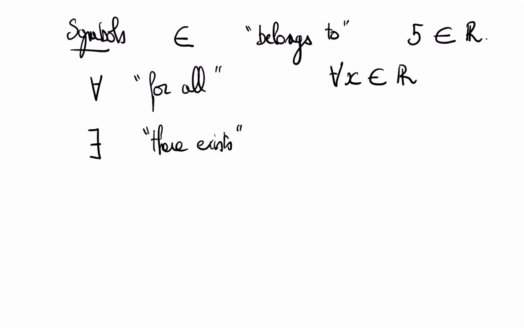Example. There exists n such that n squared equals 9. Yes. Okay. Right, so these three symbols, belongs to, for all, there exists, they often come back in proofs.